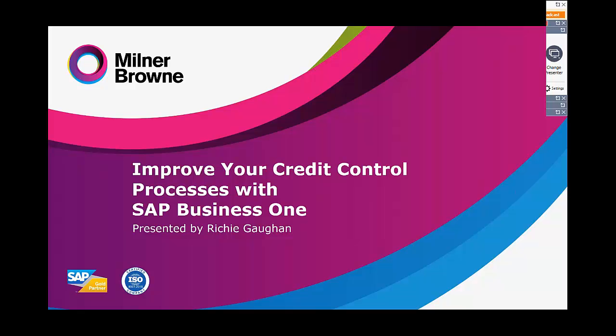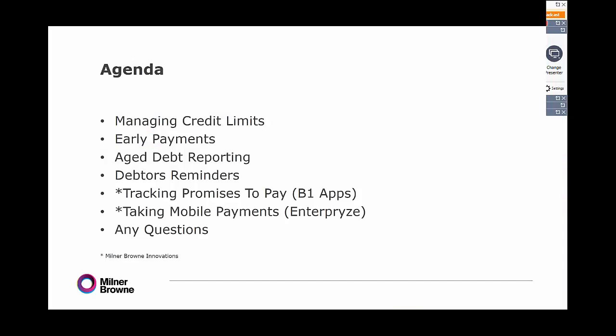I would like to show you some things, so we'll move on to the agenda. So the agenda for today is really all around how we can improve your credit control processes within SAP Business One. In doing so, we'll look at how you can manage credit limits. So the earlier points here are all core functionality within the system. You may or may not be using some of these functions and features already, but we'll certainly have a look at these and see what is possible in the system.